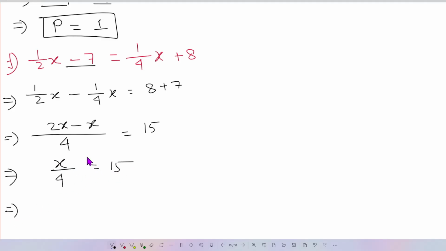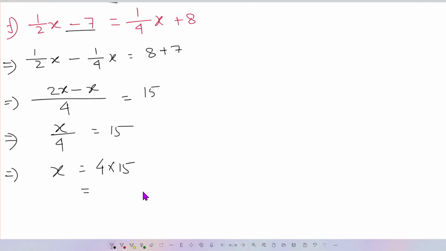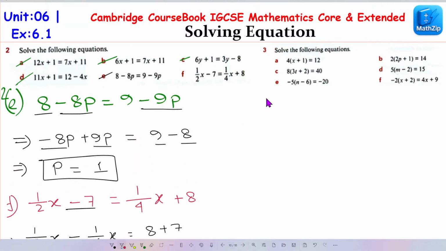Now we can multiply both sides by 4. So x equals 4 times 15. It means 60. 60 is our answer. 4 times 15 is 60. So x equals 60. Answer. So number F, it means question 2 done.